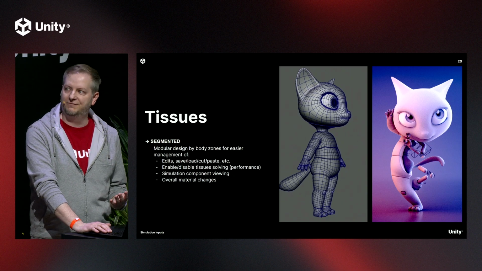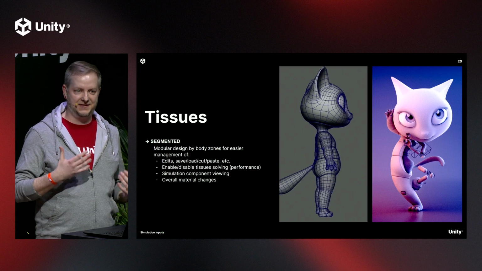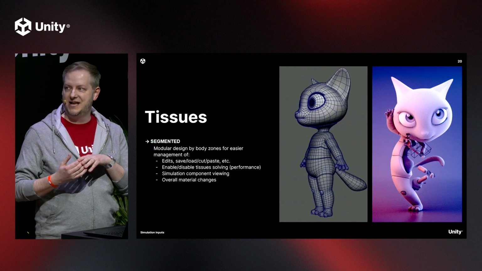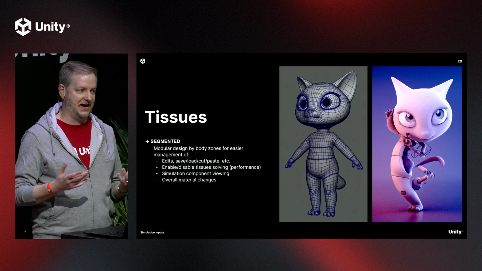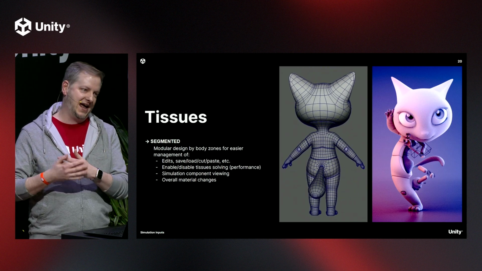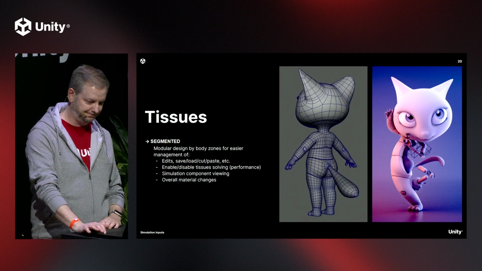It's just for the workflow. If you're going to make edits, if you want to turn off pieces of the simulation to make it run faster, if you want to manage the simulation components, it helps to have it broken down in a modular fashion. If you decide the character is going to have 5 fingers instead of 3, you can swap out the hand and do things like that.